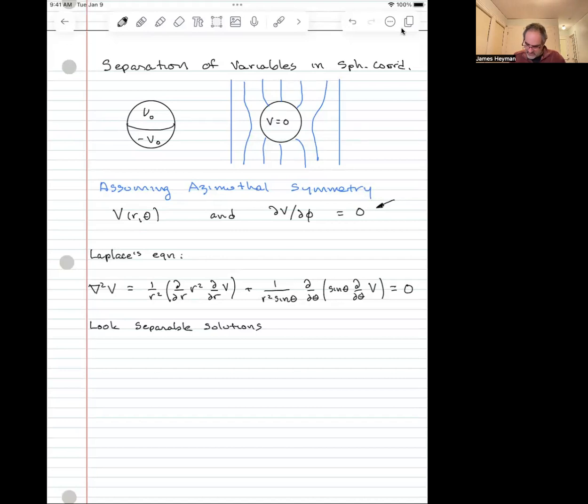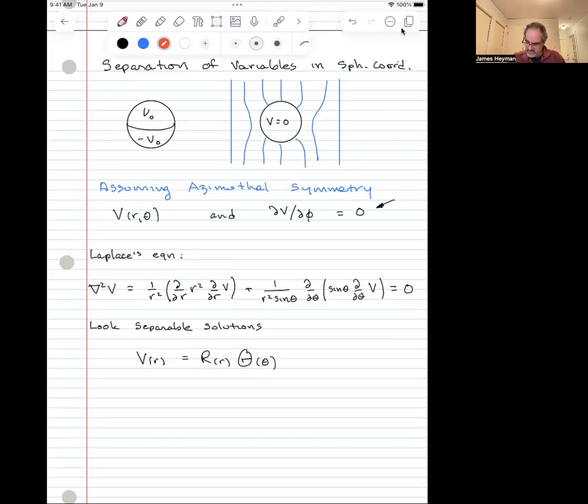Solutions that have this form. V of r and theta is equal to one function, the radial function, which only depends on the radial coordinate, times the second function, which we'll call the theta function or the angular function, which only depends on the polar angle. Okay?